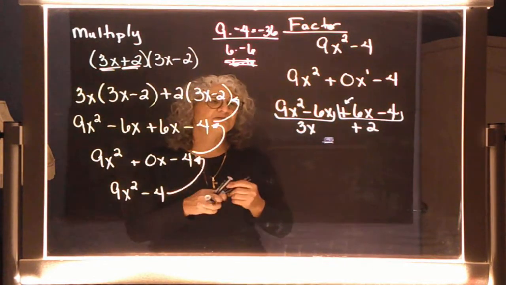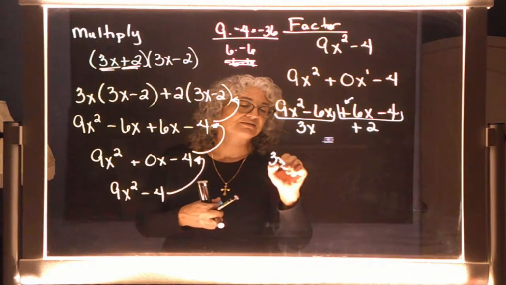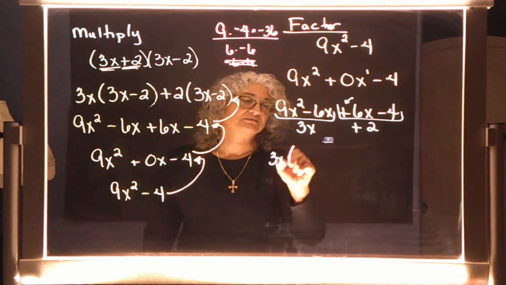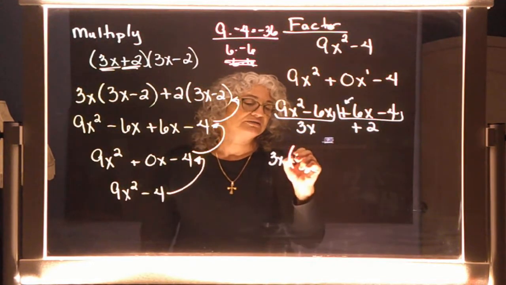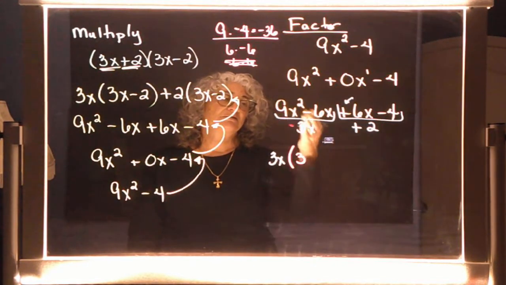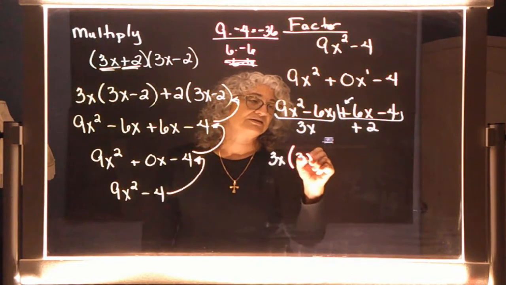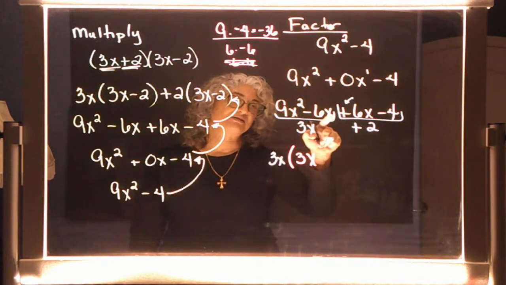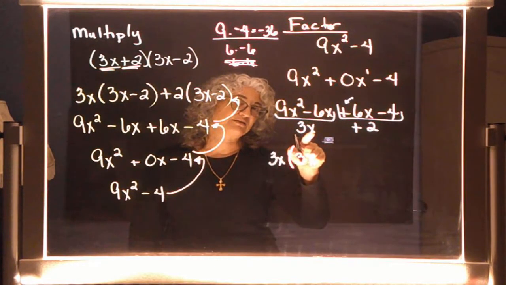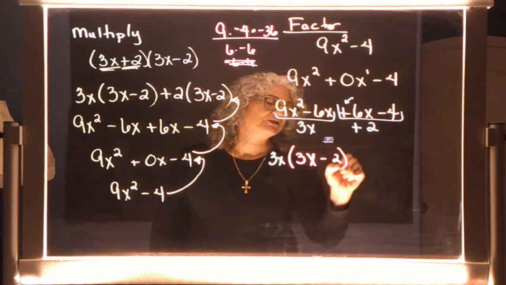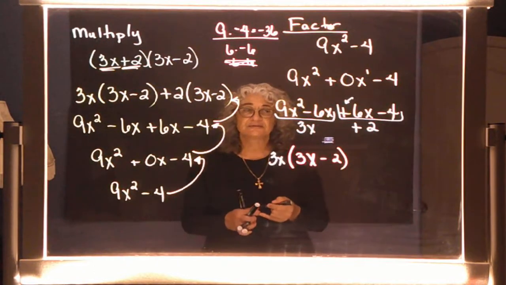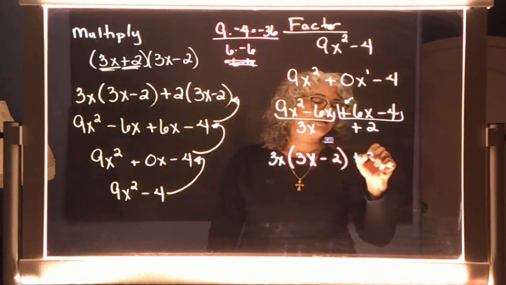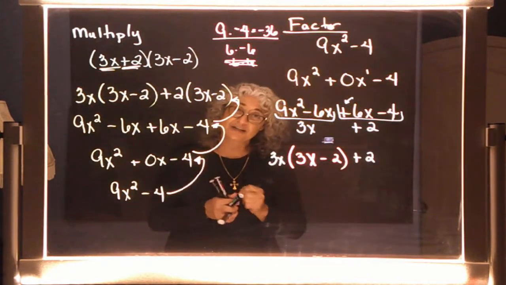First pair, taking out a positive 3x. What remains when you divide it? That's right, 9 divided by 3 is 3. X squared divided by x is x. And then this minus 6x divided by 3x, minus 2. Good. With me? Okay. Second pair, taking out a positive 2, right?